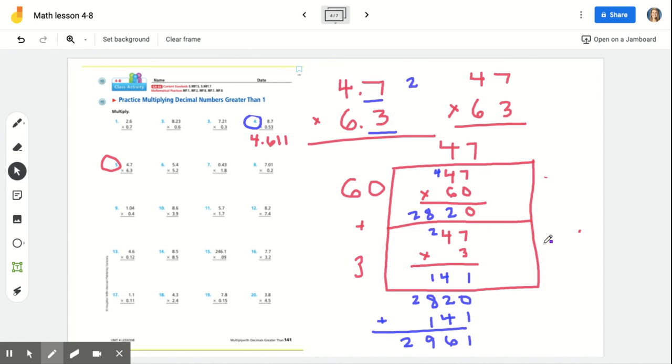2 decimal places, so how many decimal places in our product? 2. Underline, starting with the 1. The decimal should go in between the digits 9 and 6, and we get our final answer of 29 and 61/100. Go ahead and add that answer into your books. And this was using the place value rows method. Which method are you going to use to solve finishing the page?